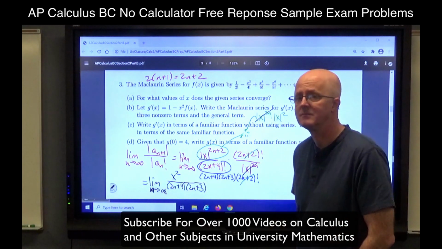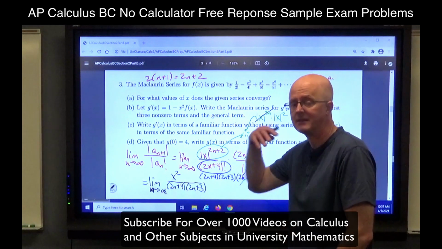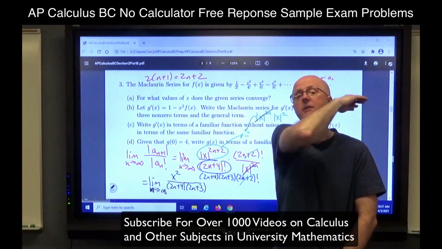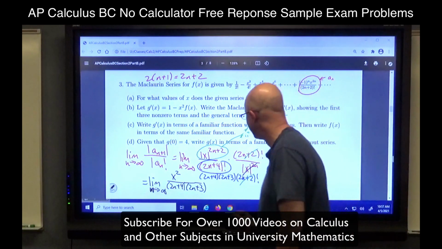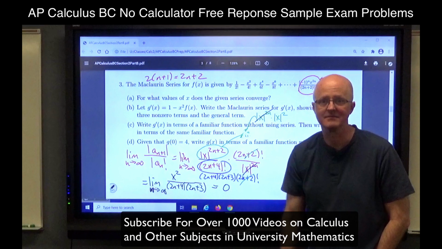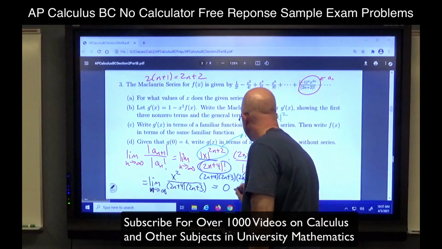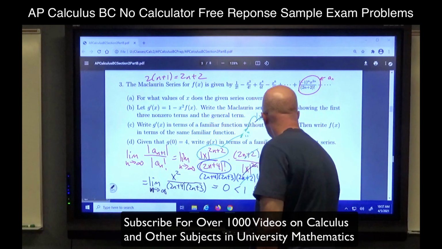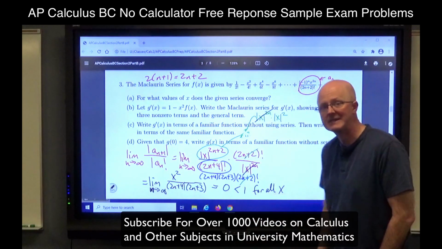Way bigger than 10 to the 200, 10 to the million, 10 to the billion, 10 to the Google power with the Google factorials. Yeah, you get the idea. This limit is 0, no matter what x is. And that's less than 1 for all x. That would be good to add in your explanation.